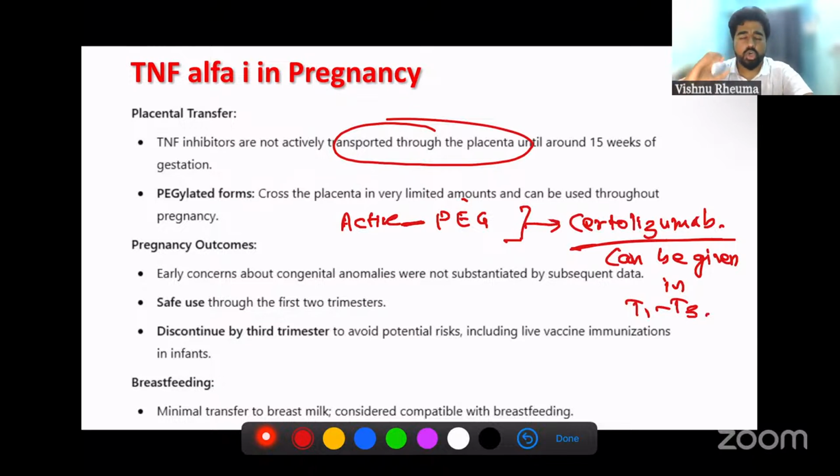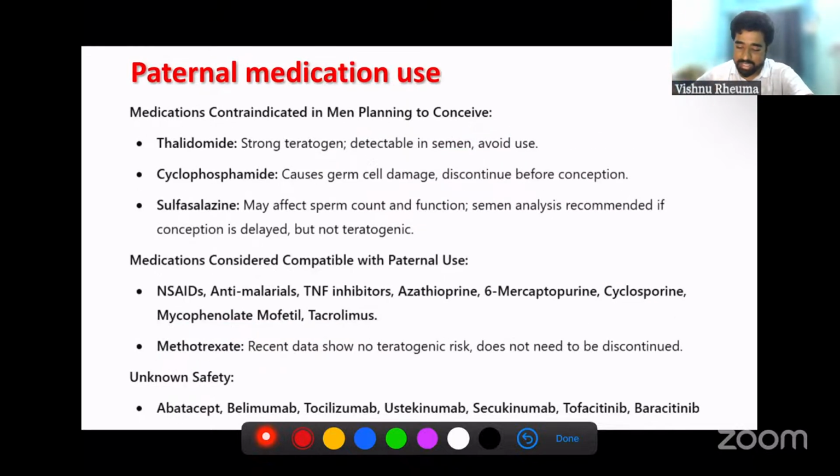Again, it will not cause a lot of damage to the fetus, but giving live vaccines to the baby as soon as it is born will be impossible, right? Because the patient is immunosuppressed, the child is immunosuppressed. That is one thing you should remember, and hence it is better to discontinue by the third trimester. Breastfeeding, again, not much data, but only minimal transfer is seen.